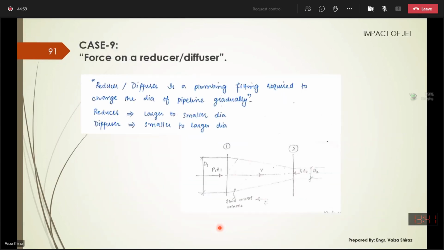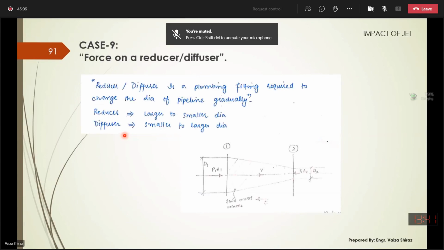Okay, now the next case is regarding the force on a reducer or a diffuser. In the first 8 cases you have done so far, you were considering an open flow system in which your jet is moving under the atmosphere. So it has only the velocity, it does not have any pressure energy. But when you are using a closed conduit, you will have the velocity, but also the pressure energy. So this is the difference between an open flow system and a closed flow system.